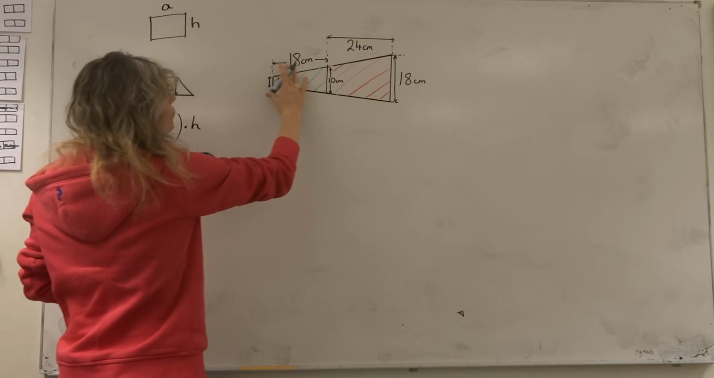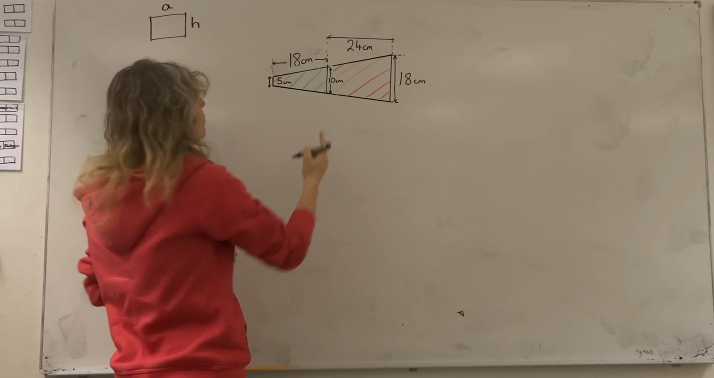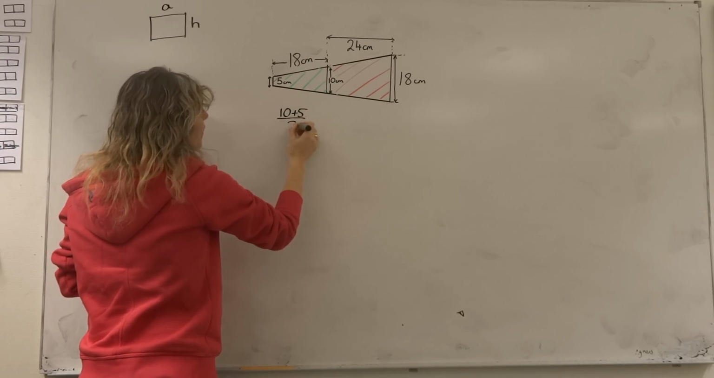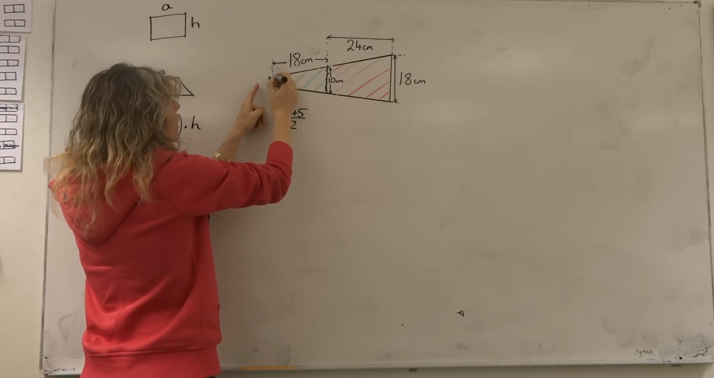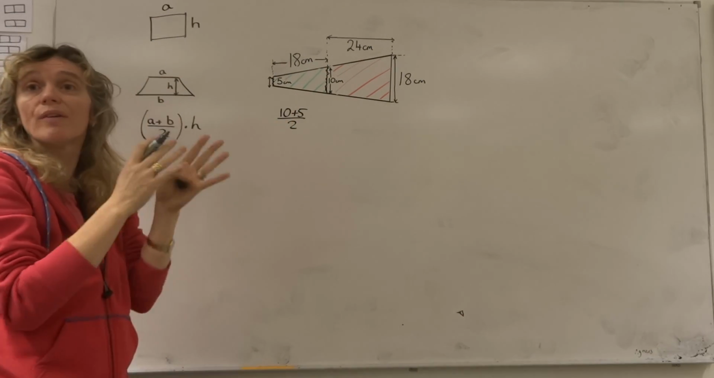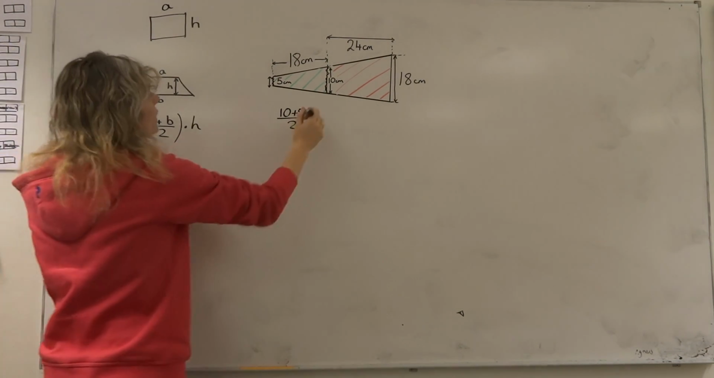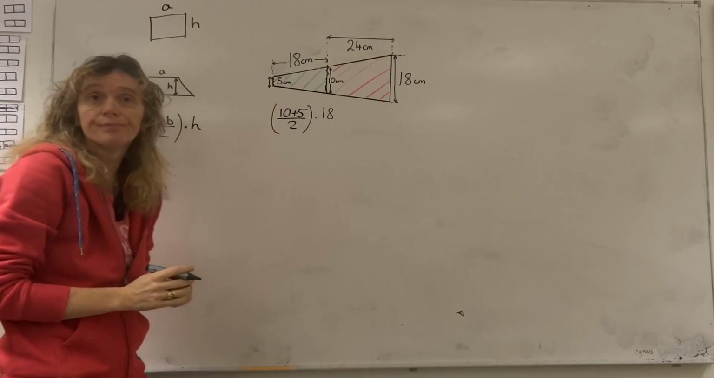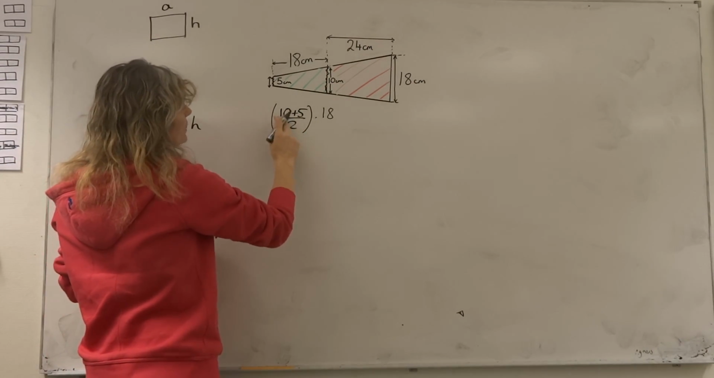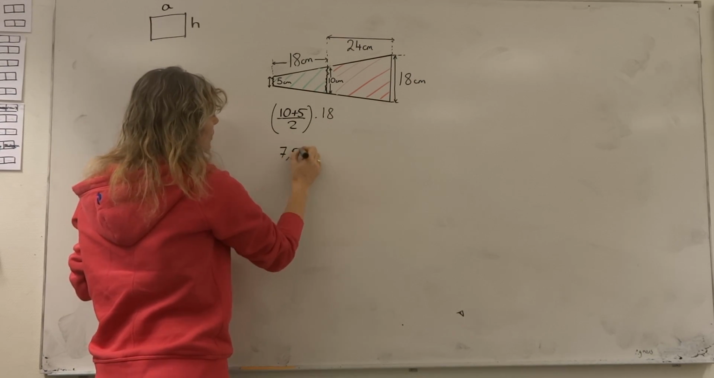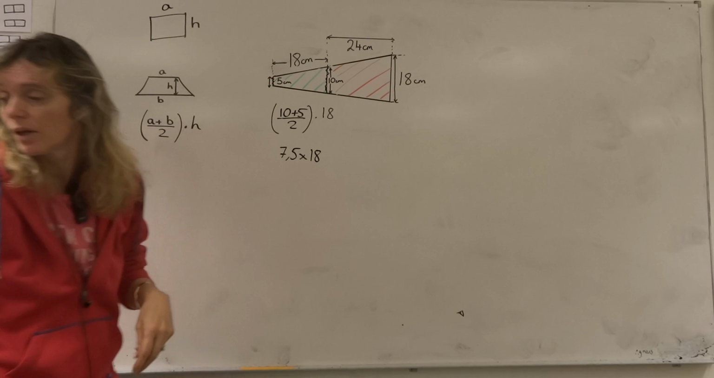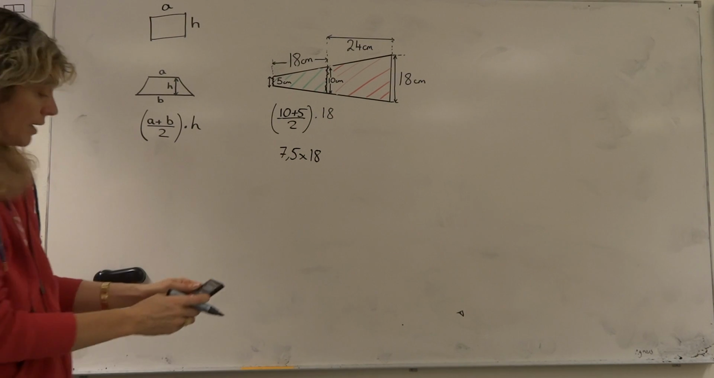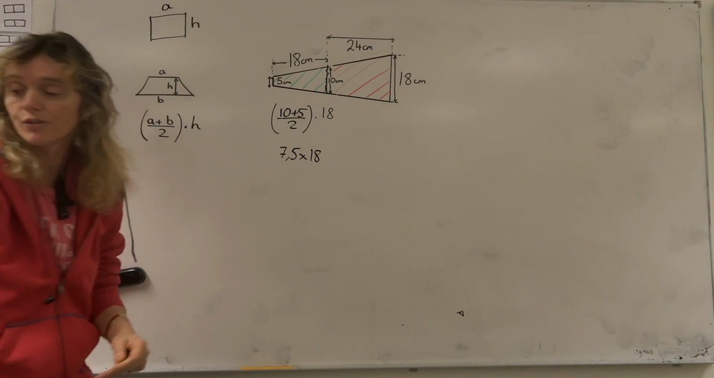So if we look here at the green trapezium and think of it as being a trapezium on its side, to get the area we take 10 plus 5 divided by 2. We're taking half of this one and half of this one to make it equivalent to a sort of rectangular shape, multiplied by the perpendicular height, which in this case is 18. So half of 10 plus 5, that would be 7.5, multiplied by 18, which we can use our calculators for. 7.5 times 18 equals 135.